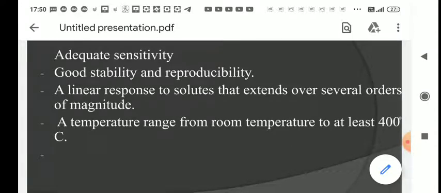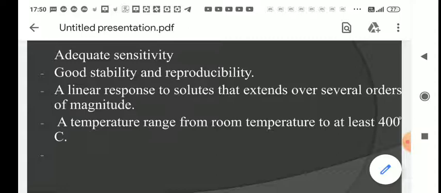The more the quantity of the solutes in the mixture, the larger will be the peak, and the less the quantity of the solutes in the mixture, the smaller the peaks will be. So over several orders of magnitude the linear response should be there. It should not be that at higher sample quantities the detector will give you a signal, but at lower quantities it will not give one, and that is not an ideal detector.